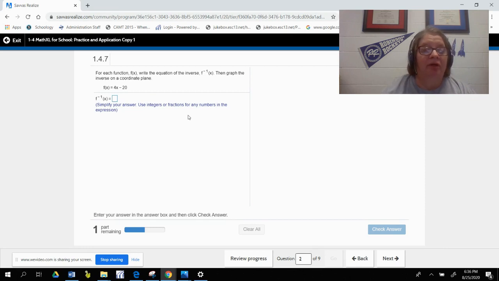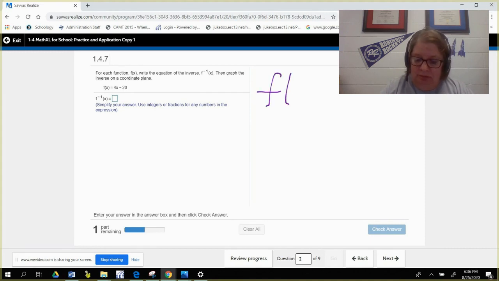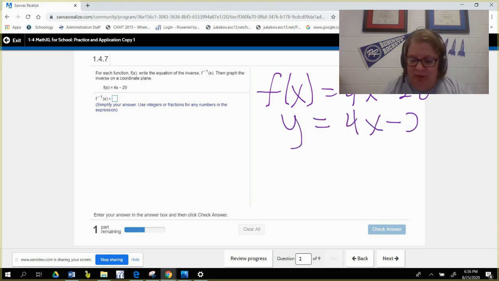You have f of x equals 4x minus 20. And the first part, notice down here it says 1 part remaining, right? That means we have this part and one more. So f of x equals 4x minus 20. That's the same thing as the y, right? You won't all need to write that step down, but just in case you didn't know.